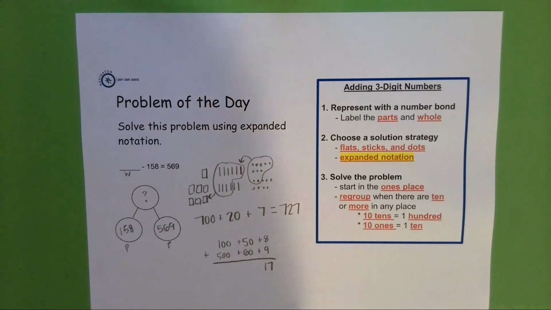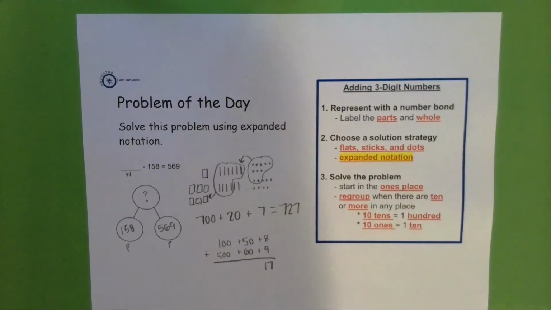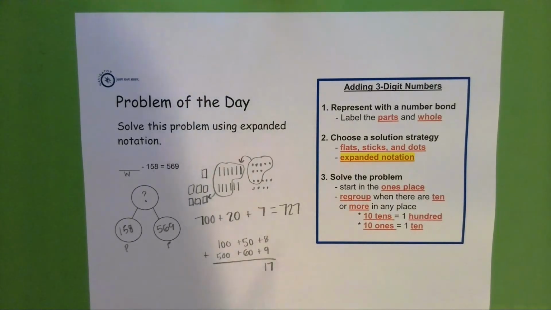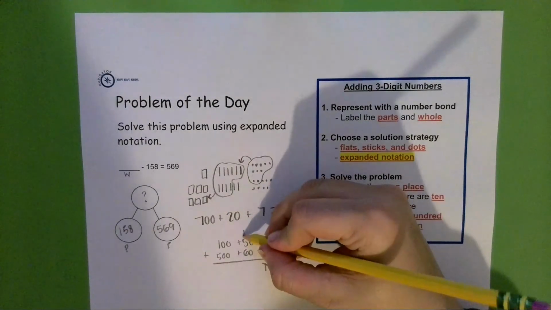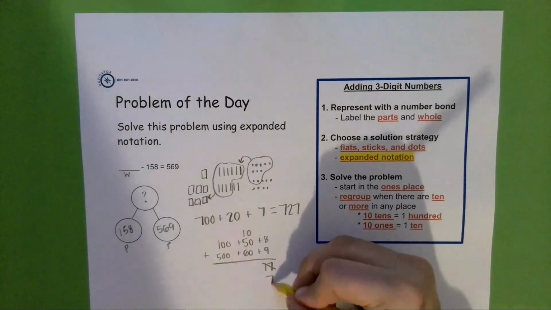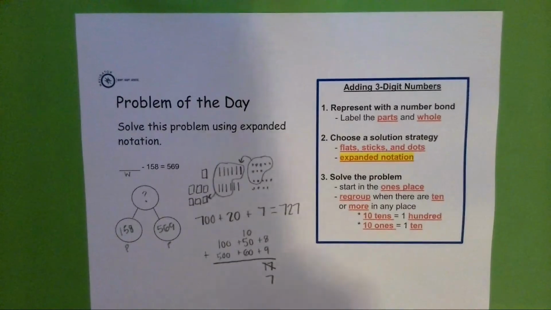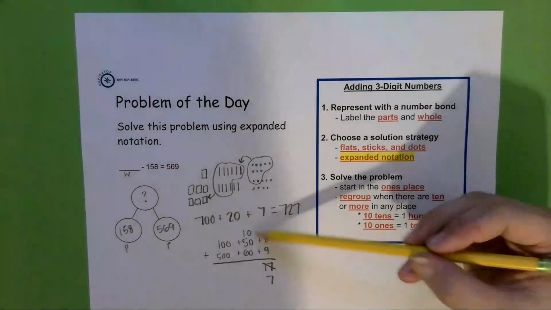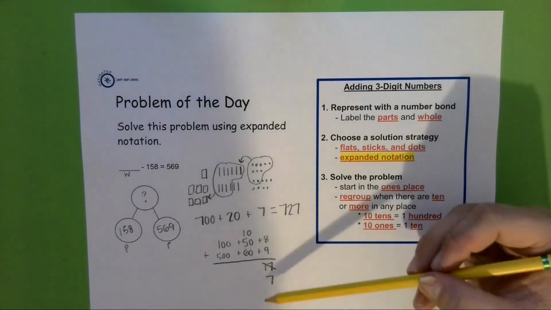What do we need to do now and why? Say it out loud. I bet you said that we need to regroup by crossing off our 17 ones, writing our 10 in the tens place to show that we're regrouping 10 ones into a 10 and leaving 7 ones in the ones place. And we had to do that because we had 10 or more in the ones place. Nice work. Now let's add the tens. 10 plus 50 plus 60 is?